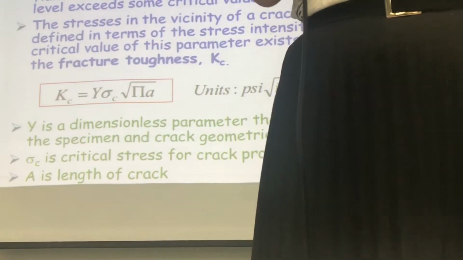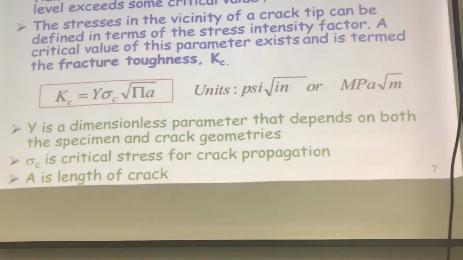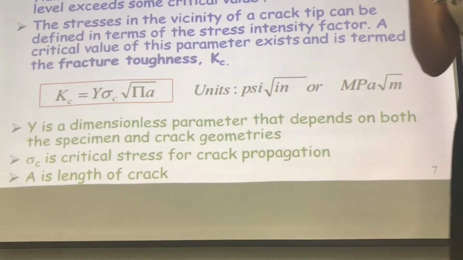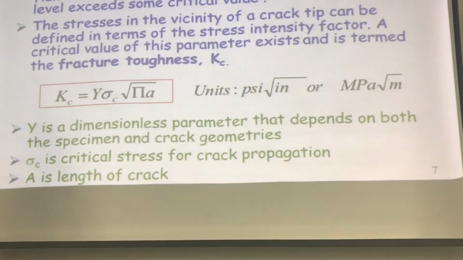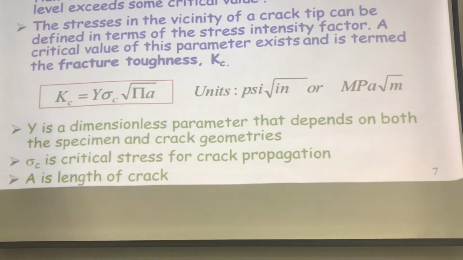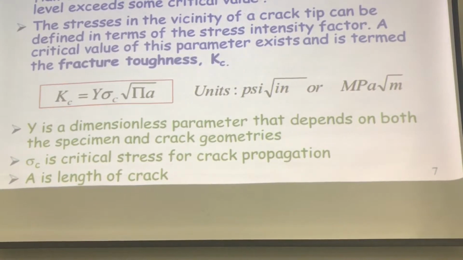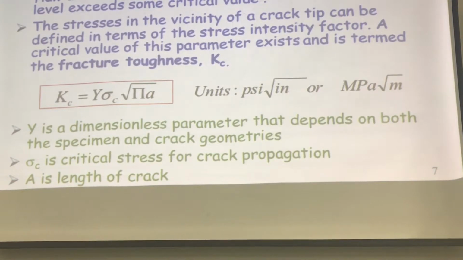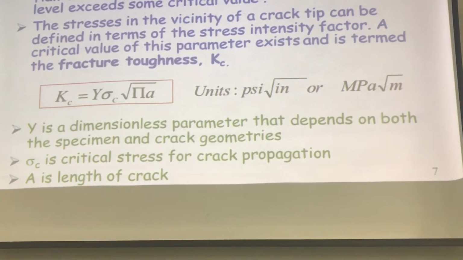The fracture toughness of metal and the fracture toughness of ceramics are not the same. Each material has its own value of fracture toughness. In this case, what is Y? Y is some kind of geometry parameter. You don't need to memorize the value of Y, because it all depends on the shape of the crack and the size of the material.